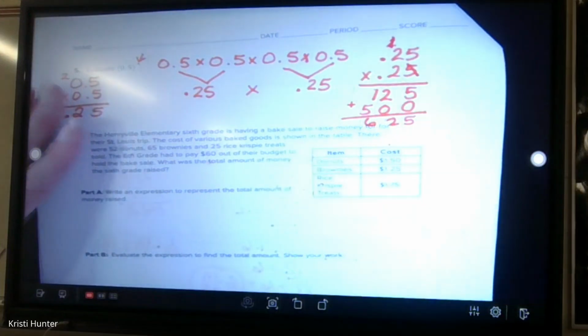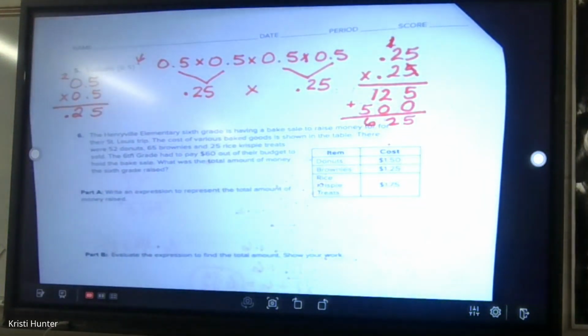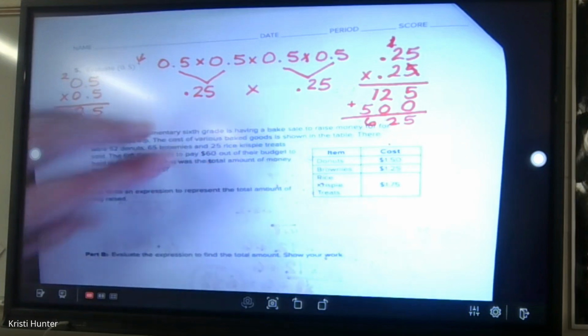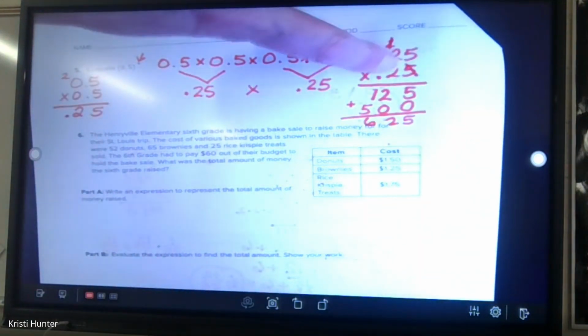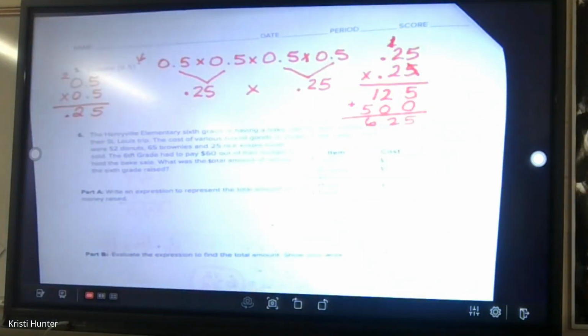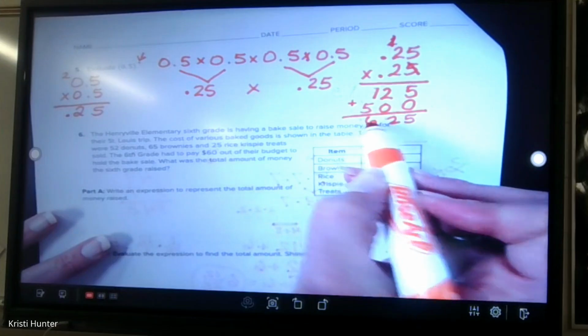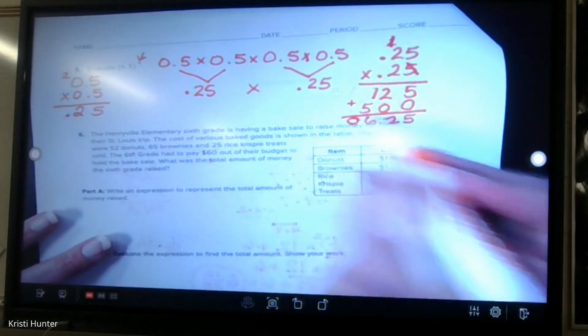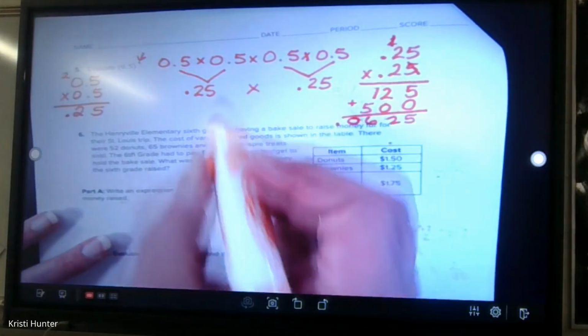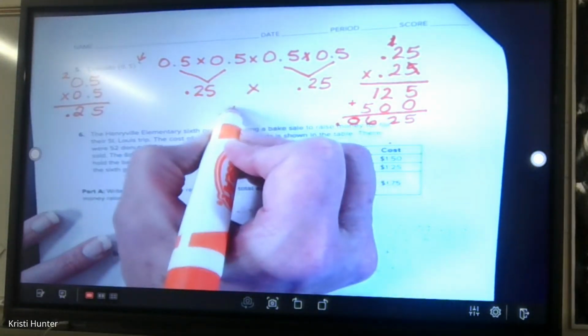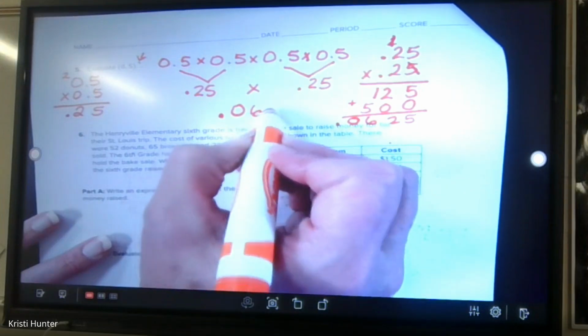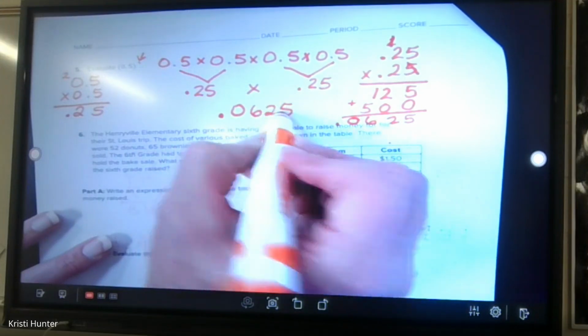And we get 625. However, when I go to do my decimal, notice there's 1, 2, 3, 4 spaces. And I only have 1, 2, 3 numbers, which means my fourth space is going to be one of those zeros. So my answer here is going to be 0.0625.